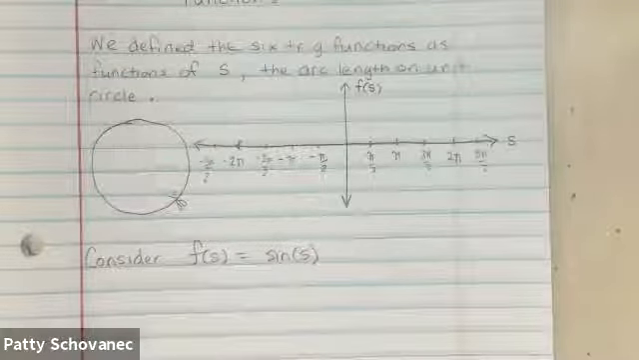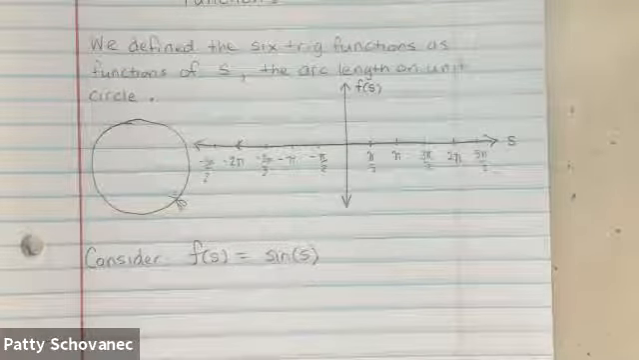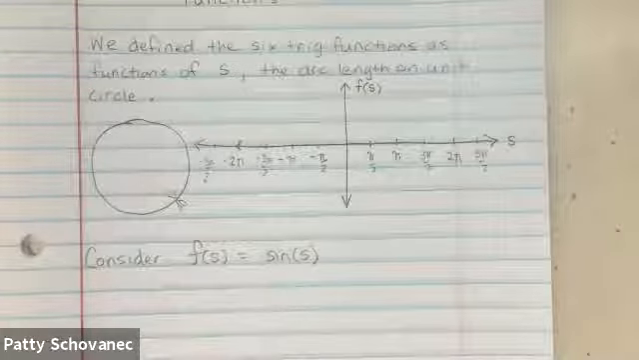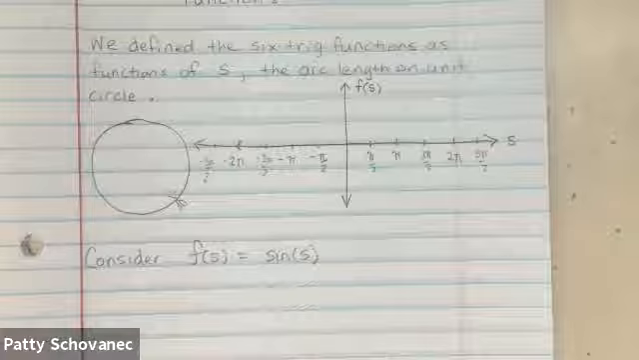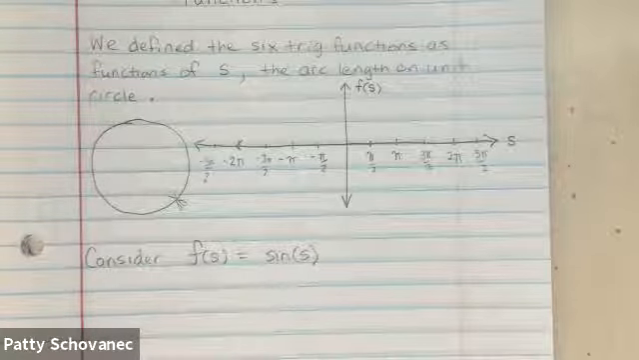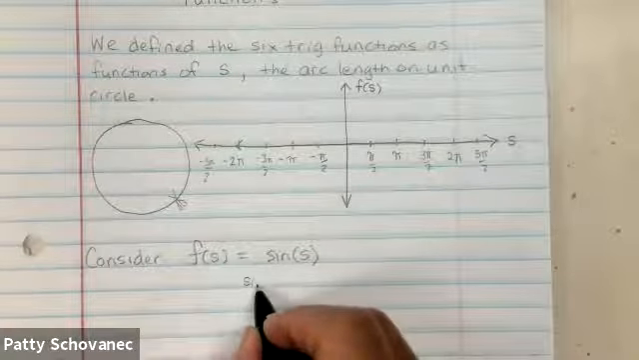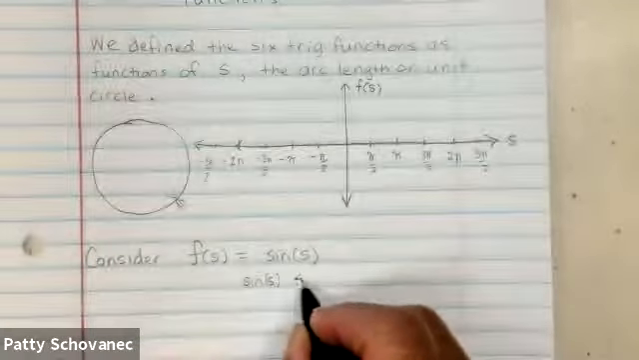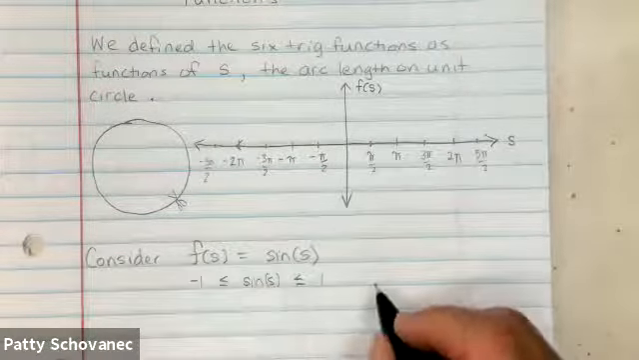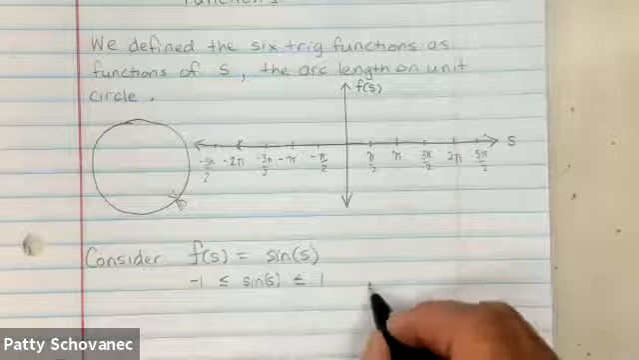2 radians is a little bit bigger than pi halves. But for any real number, the sine of s describes the y coordinate around the unit circle. And in the unit circle, the y coordinates are always bounded between +1 and -1. So recall that the sine of s is always between +1 and -1, and s can be any real number.